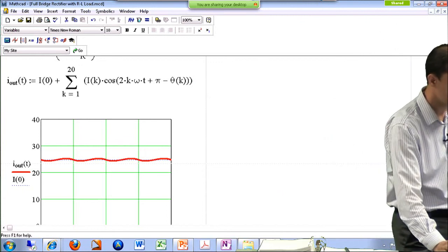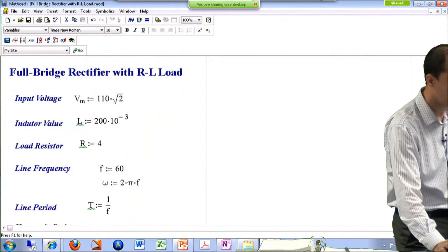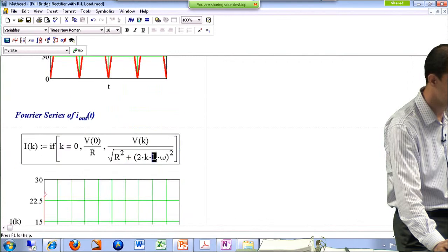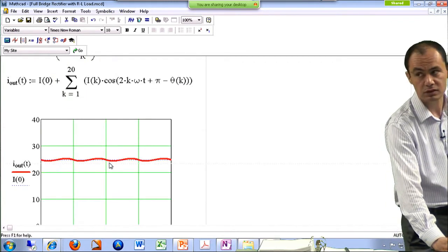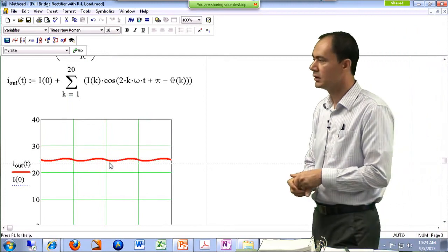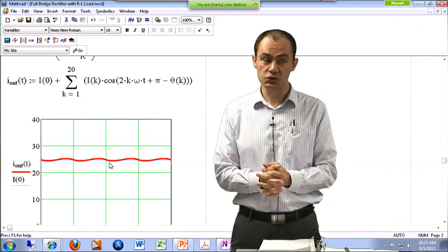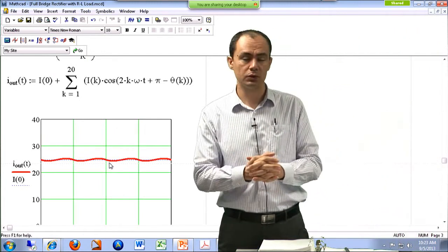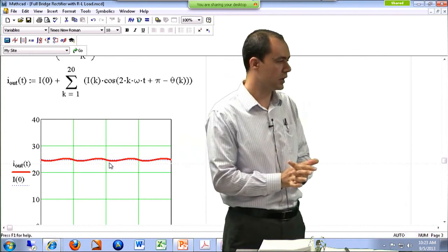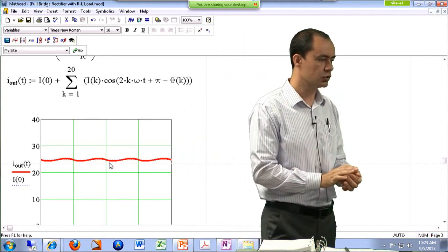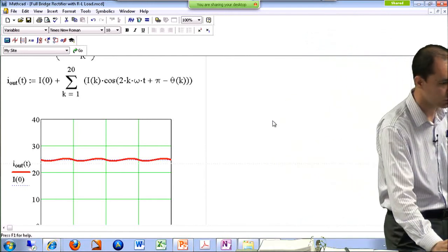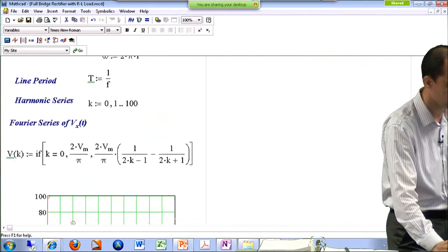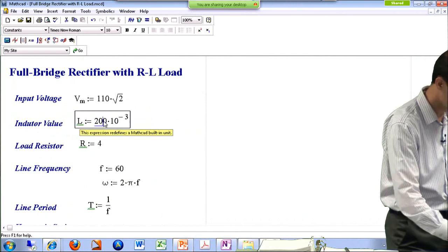So this gives you a trade-off on how well you want your output current to be close to a DC current. In this case, you can see it's very close to a DC current. Therefore, the voltage drop across the resistor is also very DC if that's your purely resistive load. But the compromise here is you're using a very large inductor, and that means your system is going to be very bulky. A 200 millihenry inductor is very large, actually.